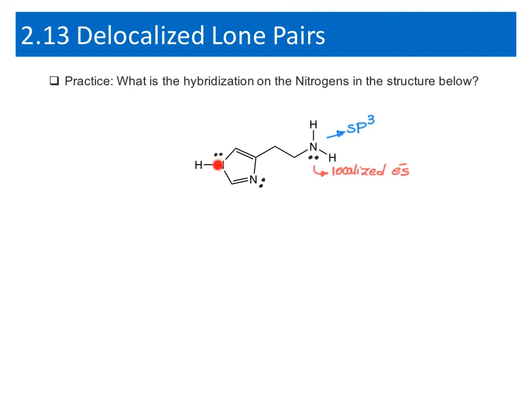Now if you look at this one, this lone pair is allylic to that double bond, so it can participate in resonance. Therefore, this is delocalized, and we cannot count this lone pair in the hybridization, okay, because it is in the p orbital. Therefore, I just count these 3 bonds, so the hybridization is sp2.